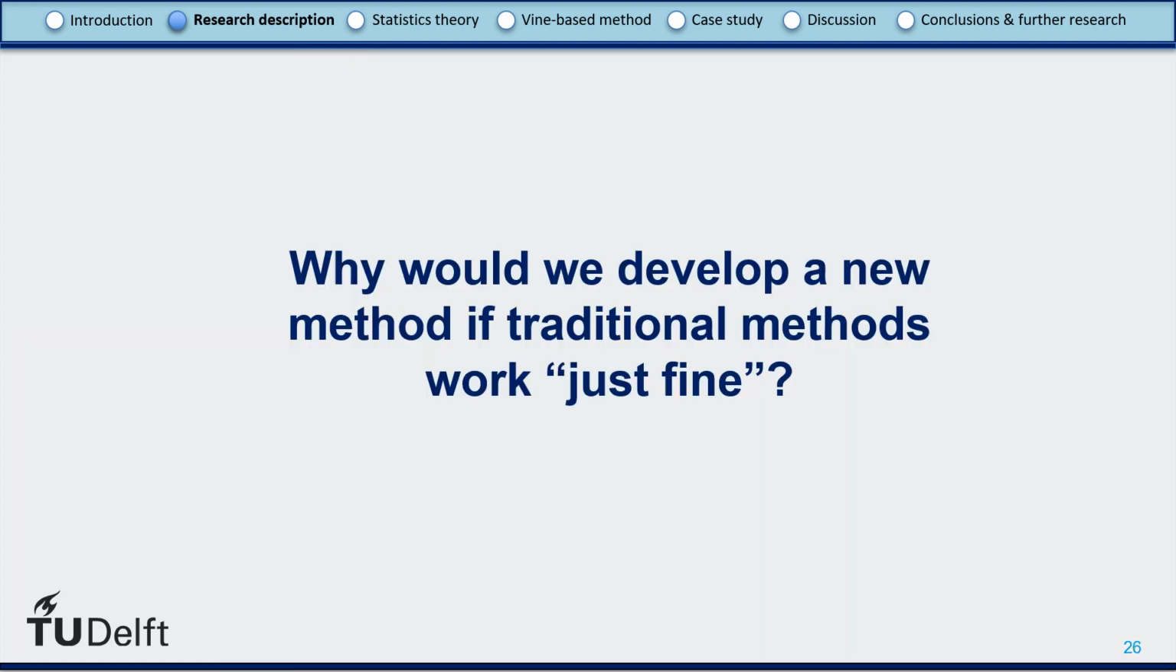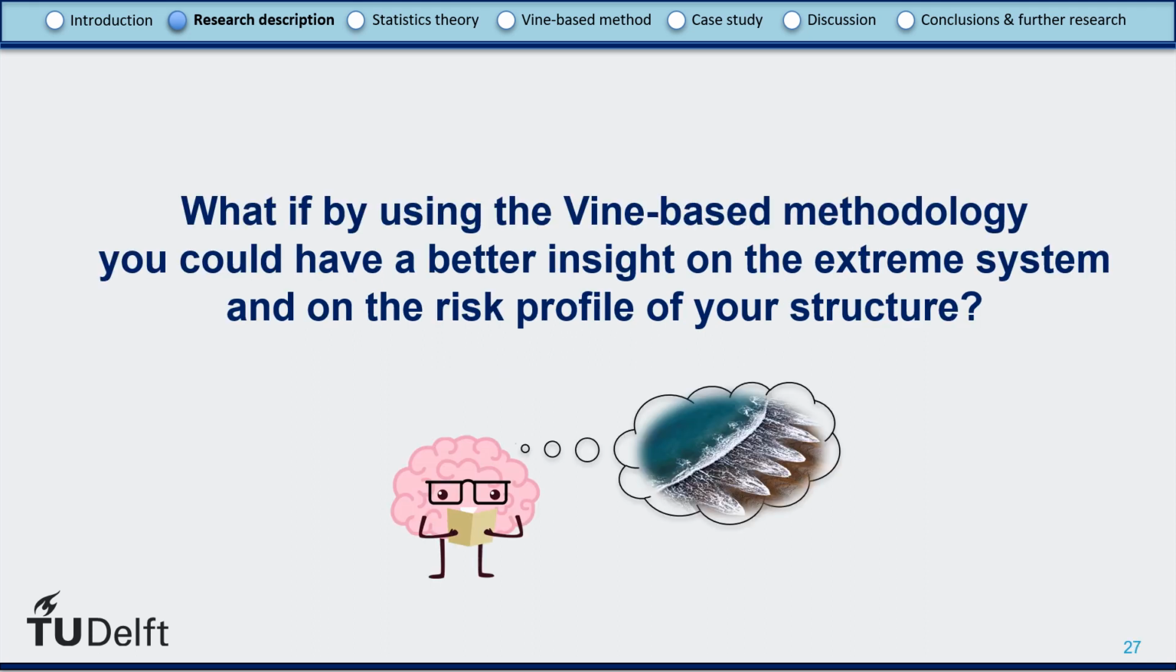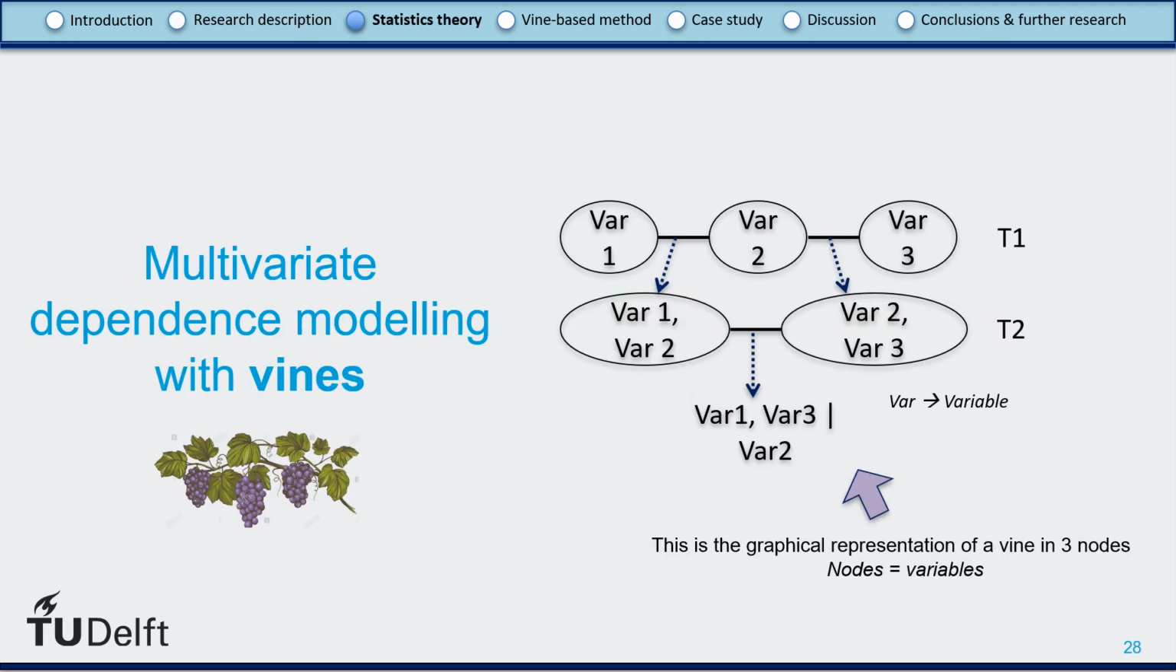But you might be thinking, why would we develop a new method if traditional methods work just fine? Well, what if I told you that by using the vine-based methodology, you could have a better insight on the extreme system and on the risk profile of your structure? This is actually possible because we study the multivariate dependence with vines. Vines are graphical tools for defining high-dimensional distribution functions and model complex dependent structures between random variables. The graphical representation of this statistical model resembles a grapevine, hence its name.